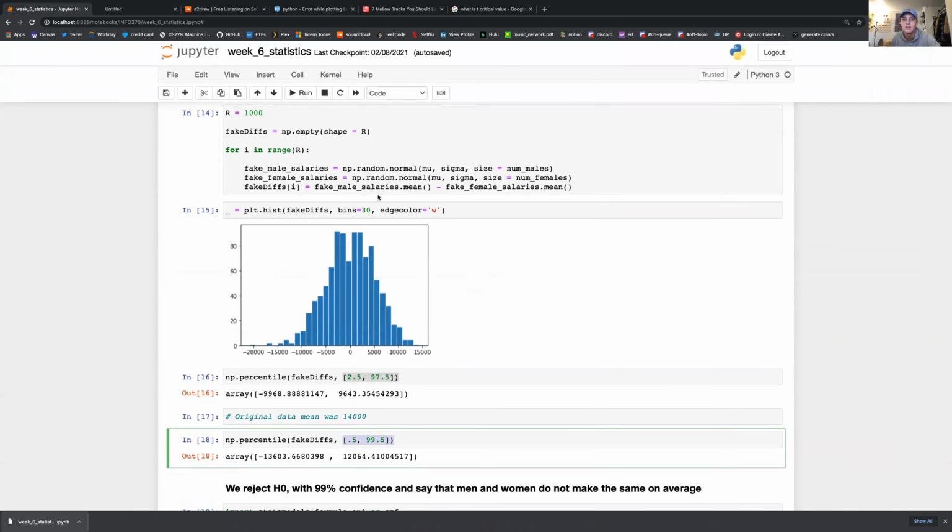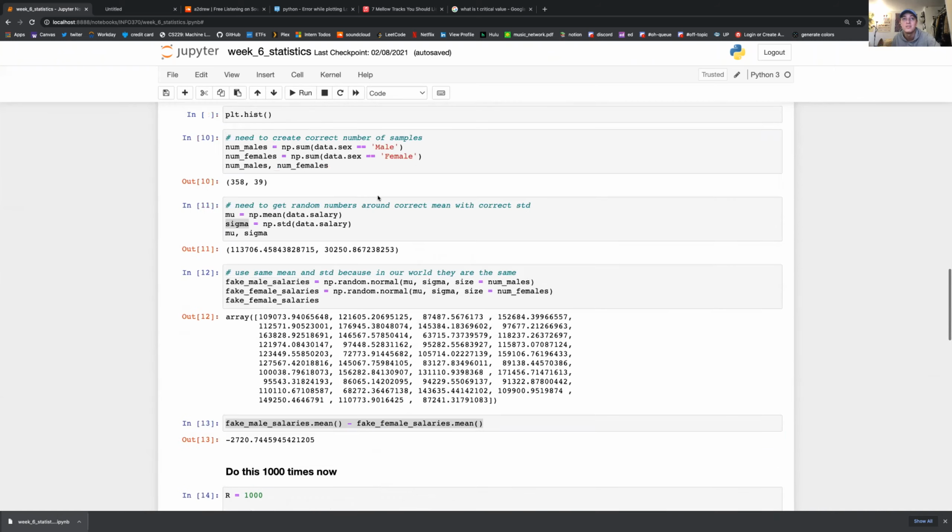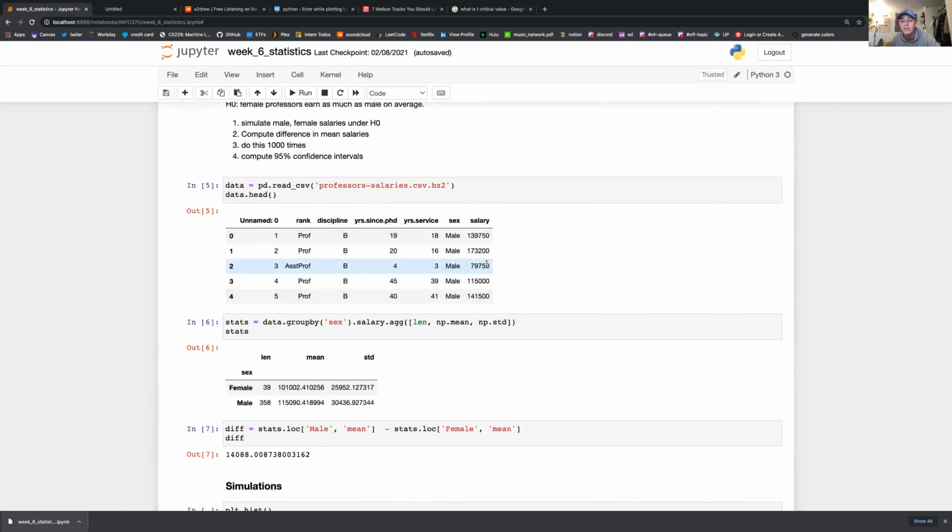That is to say, it is very rare that you would see this data if male and female professors made the same income. That's hypothesis testing, or at least one example.